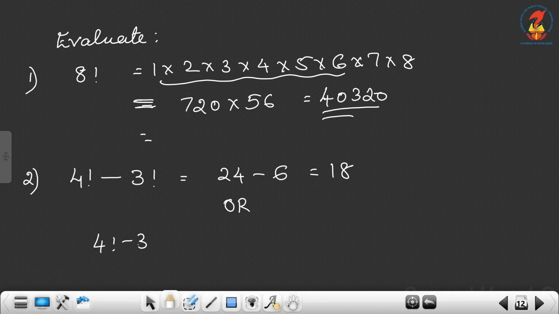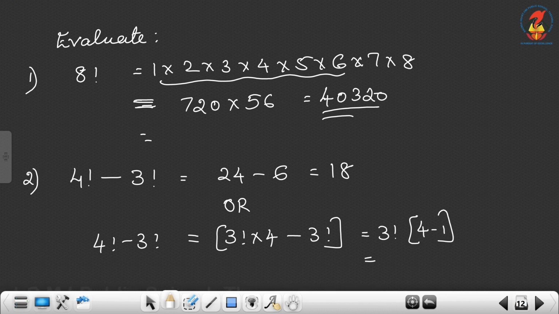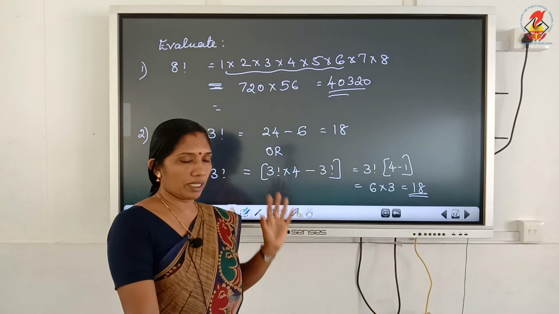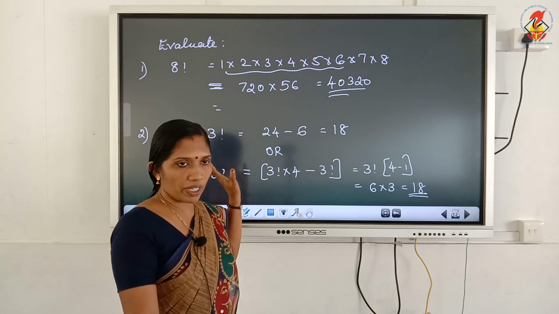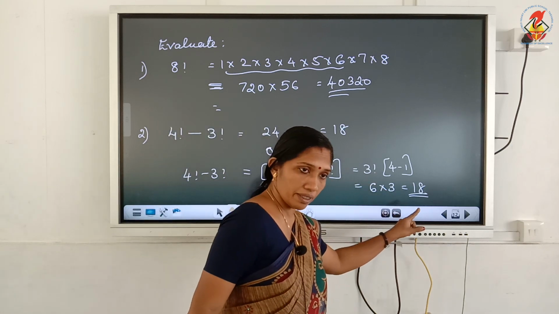Or you can do it as 4 factorial minus 3 factorial. 4 factorial is same as 3 factorial into 4, minus 3 factorial. 3 factorial is common. Taking it out, 4 minus 1. 3 factorial is 6, 6 into 3, that is 18. Okay. So, 4 factorial minus 3 factorial is not 1 factorial. That you have to keep in your mind. That is not 1 factorial. It is 18.